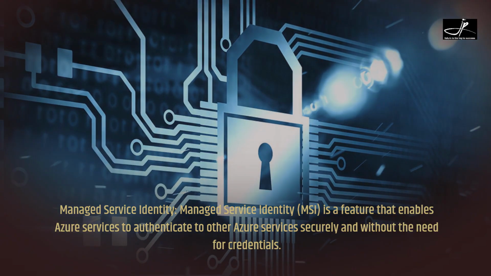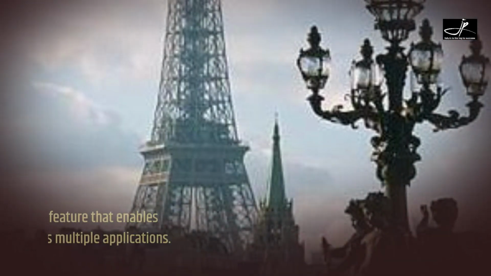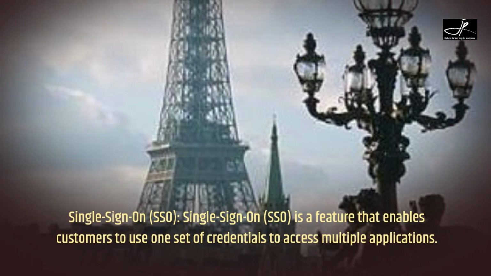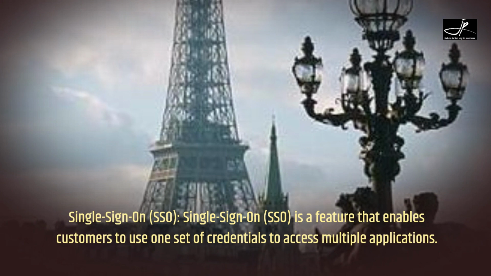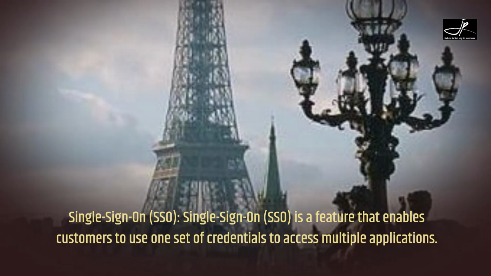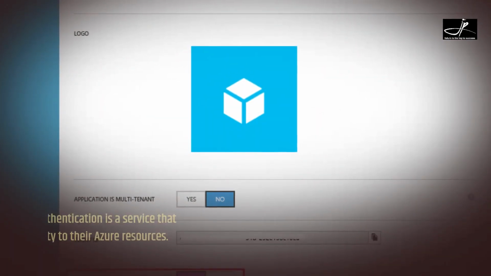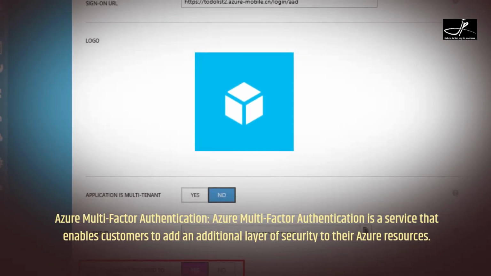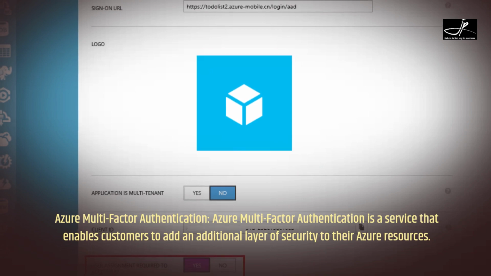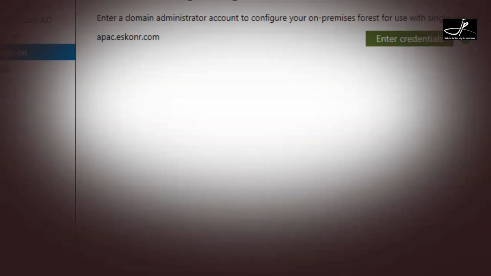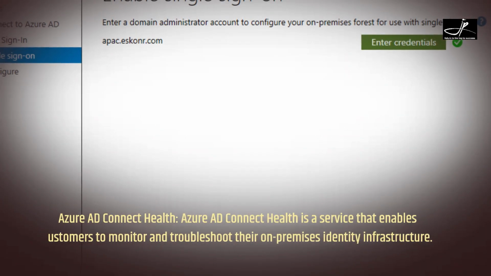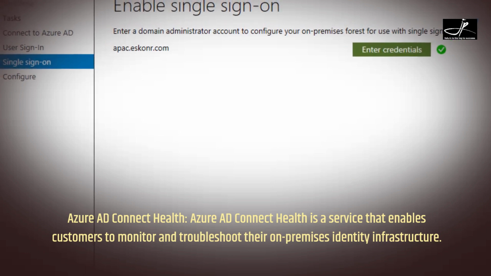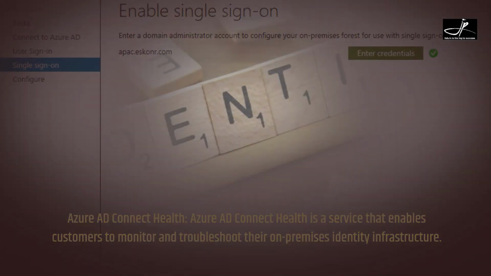Single Sign-On, SSO. Single Sign-On, SSO, is a feature that enables customers to use one set of credentials to access multiple applications. Azure Multi-Factor Authentication. Azure Multi-Factor Authentication is a service that enables customers to add an additional layer of security to their Azure resources. Azure AD Connect Health. Azure AD Connect Health is a service that enables customers to monitor and troubleshoot their on-premises identity infrastructure.